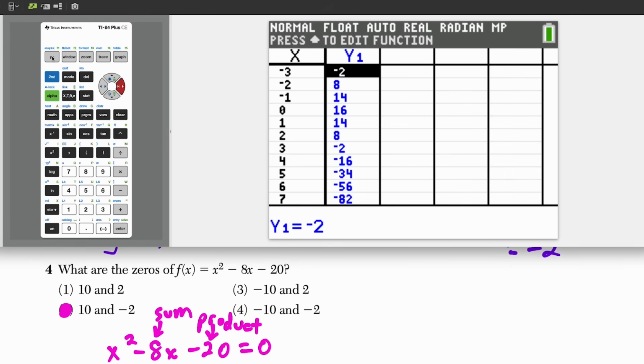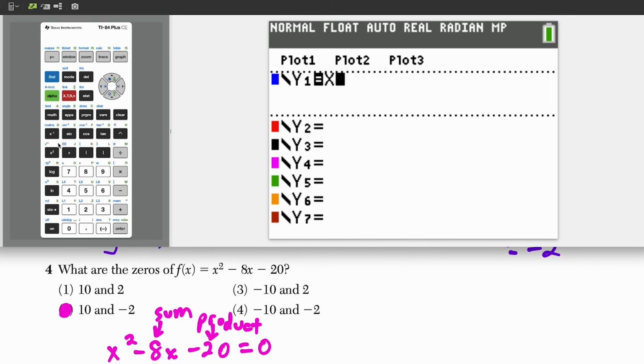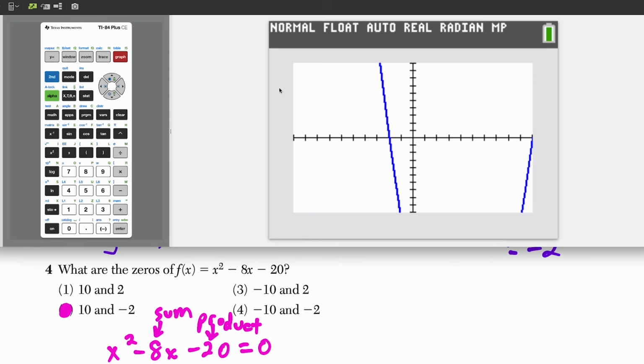But for something like this, you could just go to the y equals and type in the function. So we have x squared minus 8x, and then minus 20. We look at all the answer choices and want to see which one represents the zeros of our function. So we press graph, and notice that we have a root at negative 2 and a root at positive 10.